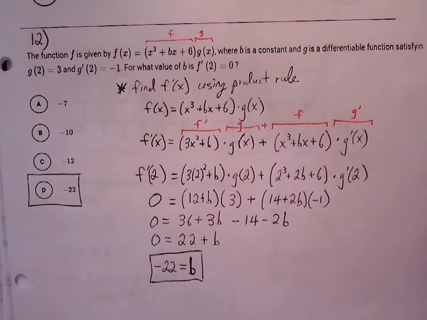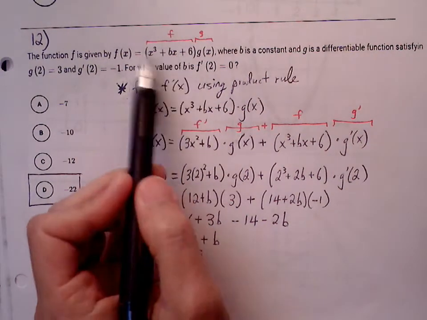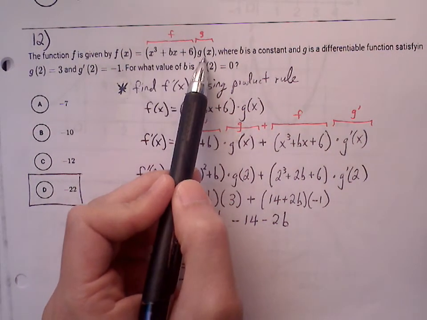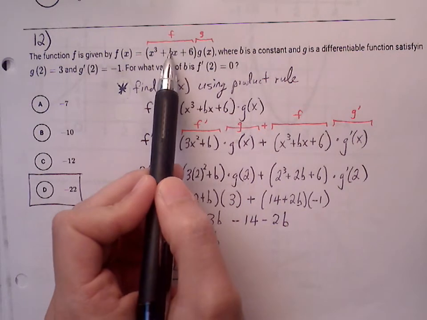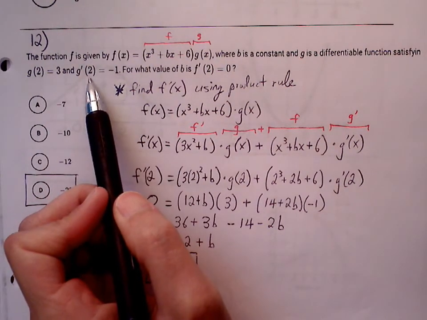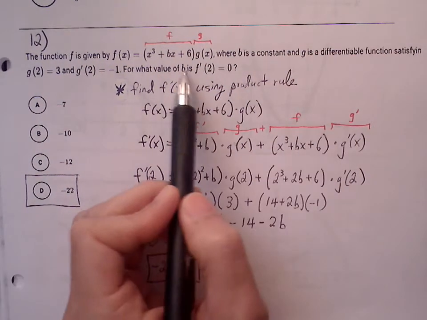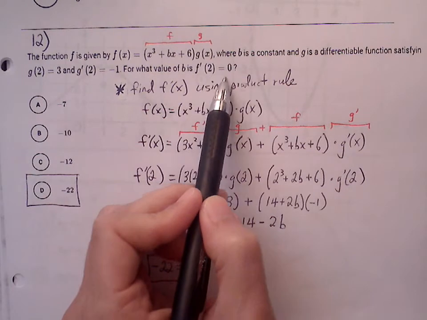All right, number 12, the function f is given by f of x equals x cubed plus bx plus 6, in parentheses, multiplied by g of x. B is a constant. G is a differentiable function satisfying g of 2 equals 3, g prime of 2 equals negative 1. Again, differentiable just means a smooth curve. For what value of b is f prime of 2 equal to 0?